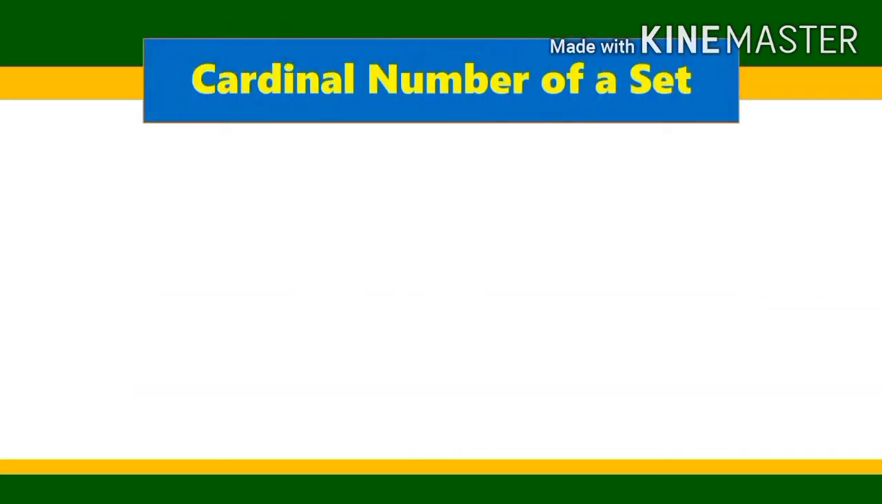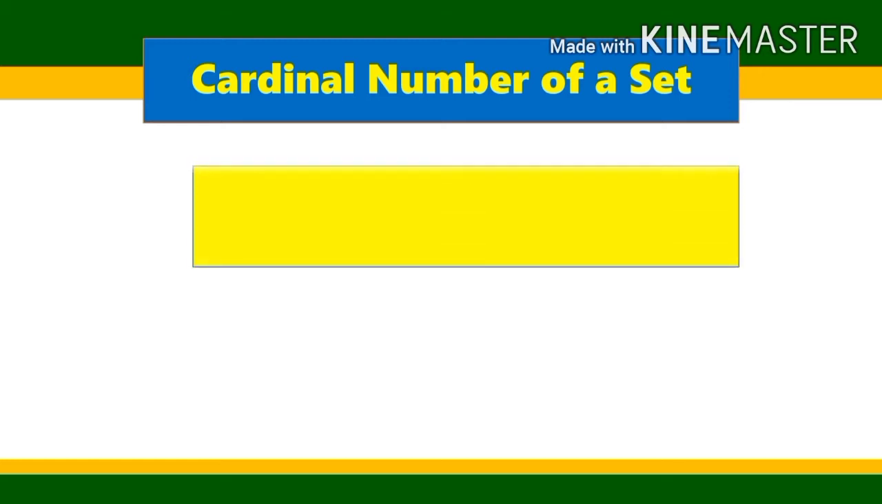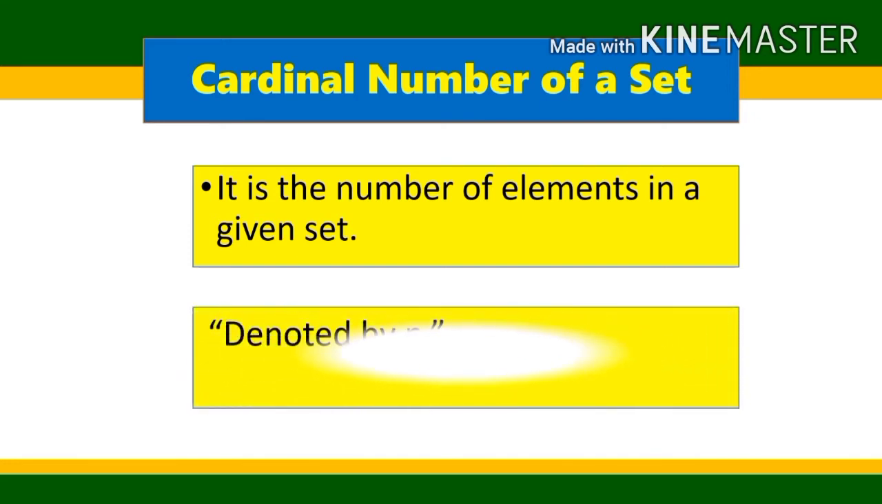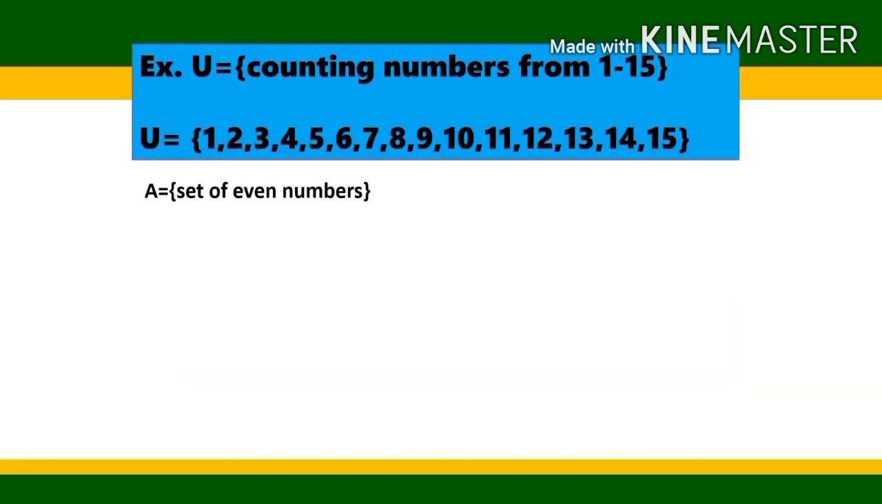This time, we're going to discuss about the cardinal number of a set. But what is a cardinal number? The cardinal number is the total number of elements in a given set, and it is denoted by small n. Letter A, we have the set of even numbers: 2, 4, 6, 8, 10, 12, 14. So just count: 1, 2, 3, 4, 5, 6, 7. So there are 7 elements in set A. Therefore, the cardinality of set A is 7.